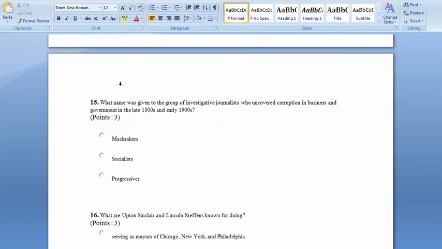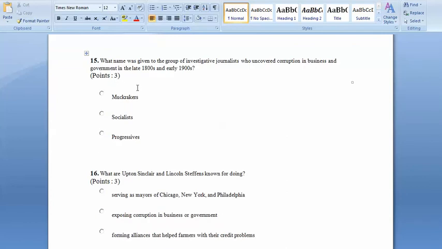Number 15, what name was given to the group of investigative journalists who uncovered corruption in business and government in the late 1800s and early 1900s? Were they the muckrakers, the socialists, or the progressives? What are Upton Sinclair and Lincoln Steffens known for doing? Serving as mayors of Chicago, New York, and Philadelphia, exposing corruption in business or government, or forming alliances that helped farmers with their credit problems.